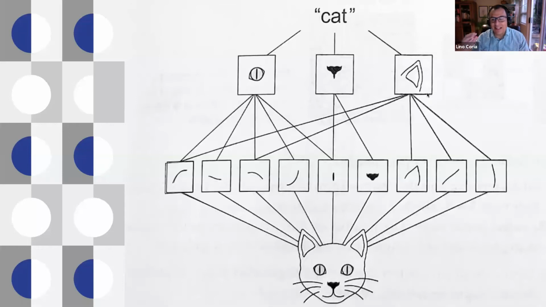But in a sense, it is finding these areas of interest, these edges, these corners, these weird shapes, and then it's putting them together and identifying. Every time I find these things, it means that this is a cat, right? So this is what we're trying to do.